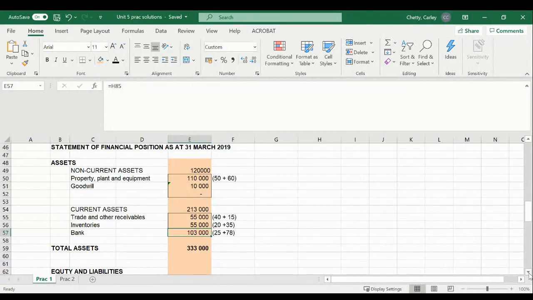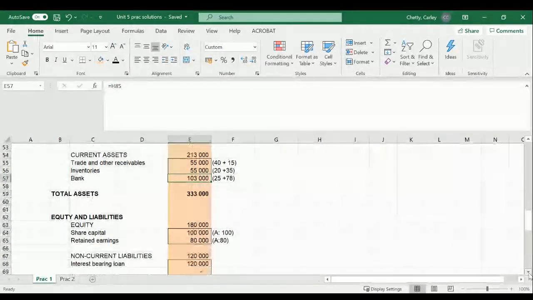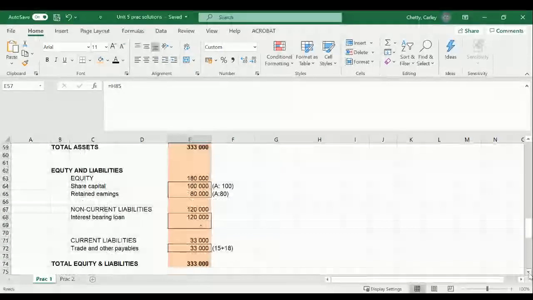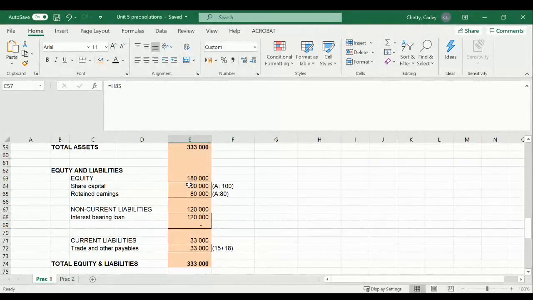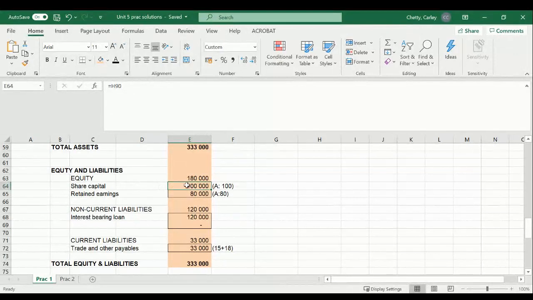So this column is the consolidated financial statements. Then if we go to equity and liabilities, you'll see equity here. This is exactly what we did in the workings below. This share capital of 100,000 Rand is only Alpha's share capital. Remember, we eliminated Beta's share capital in our pro forma journal entries.